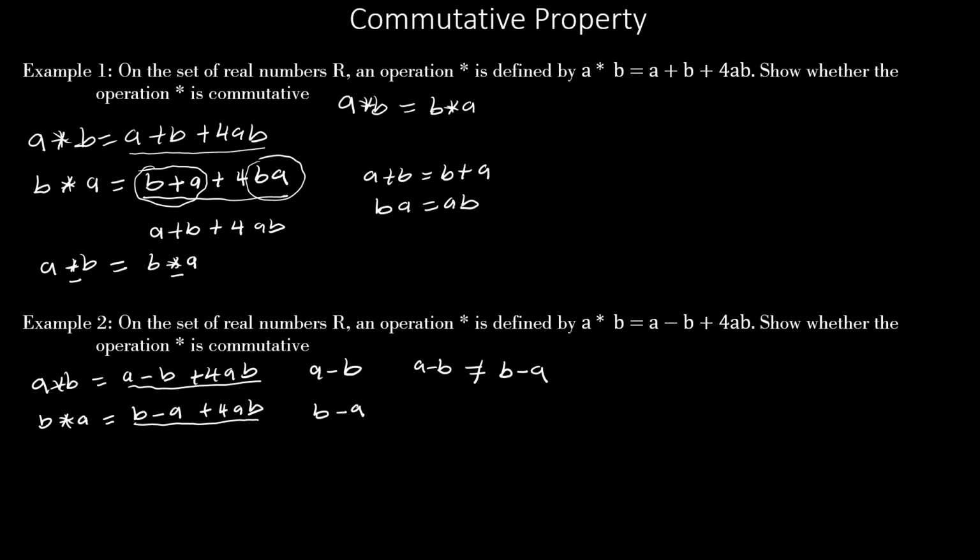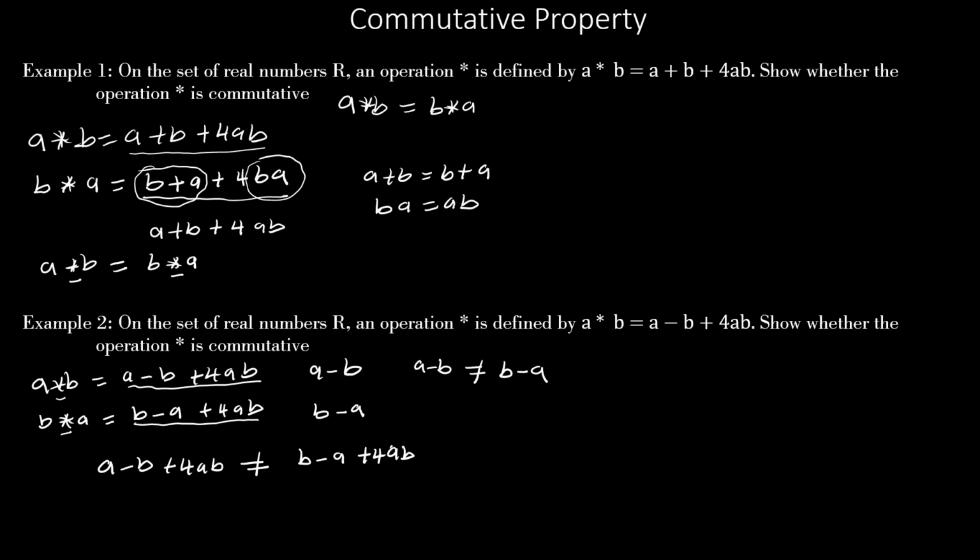So here we can see that since A minus B plus 4AB is not equal to B minus A plus 4AB, the operation asterisk for this example is not commutative under the set of real numbers.